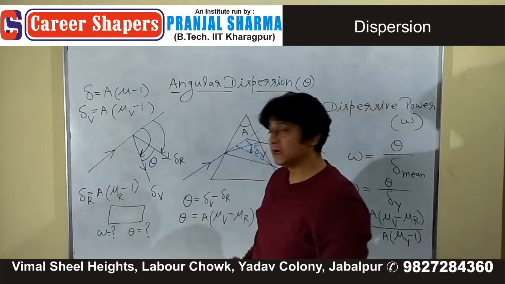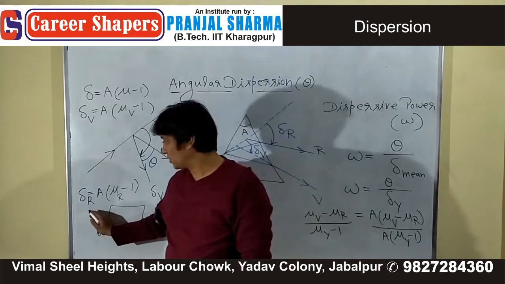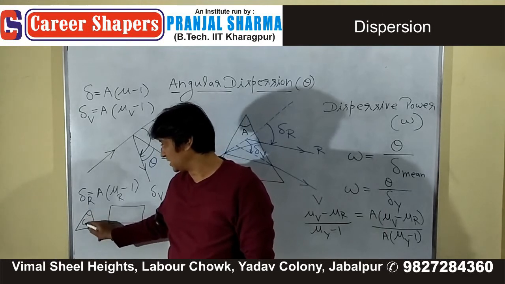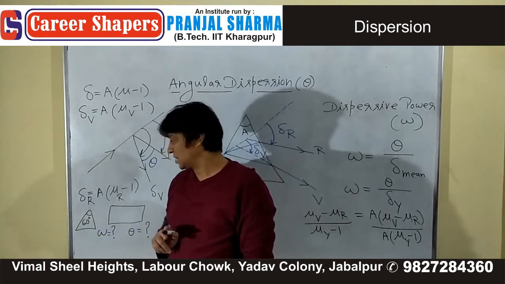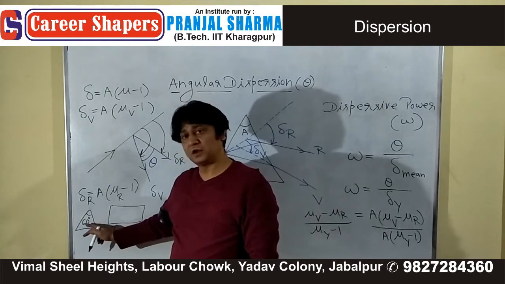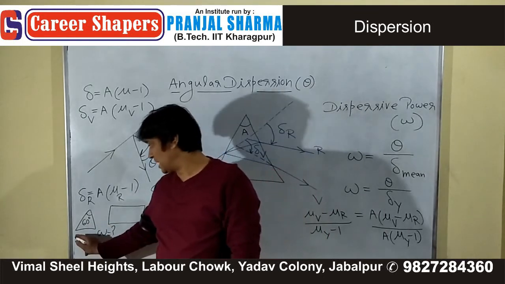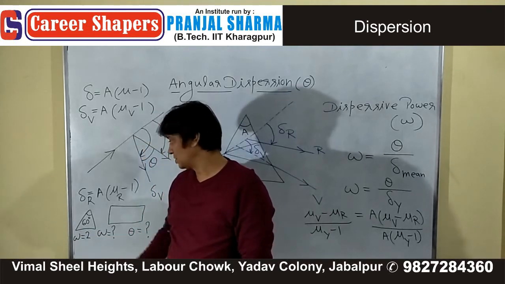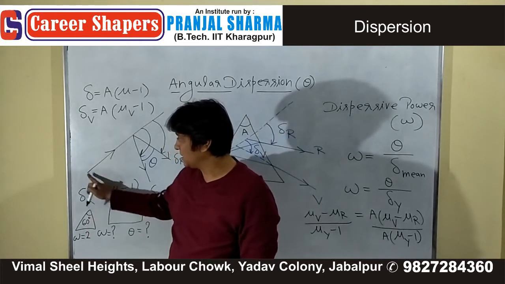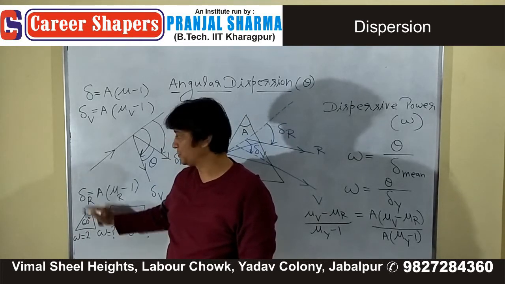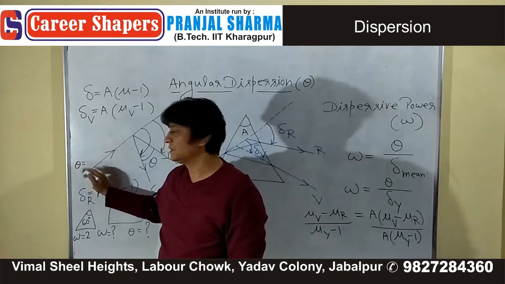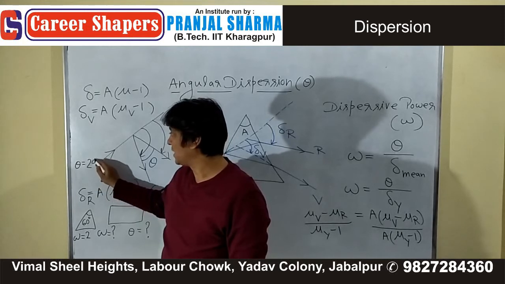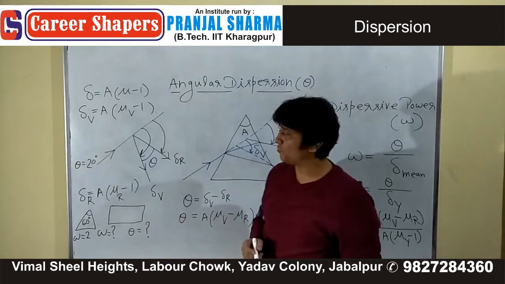If it's given that for the prism with angle 60 degrees, they gave you that, say, omega is 2 for the prism, and the angular dispersion for this prism, suppose this theta is coming 20 degrees. Let's take these random values.